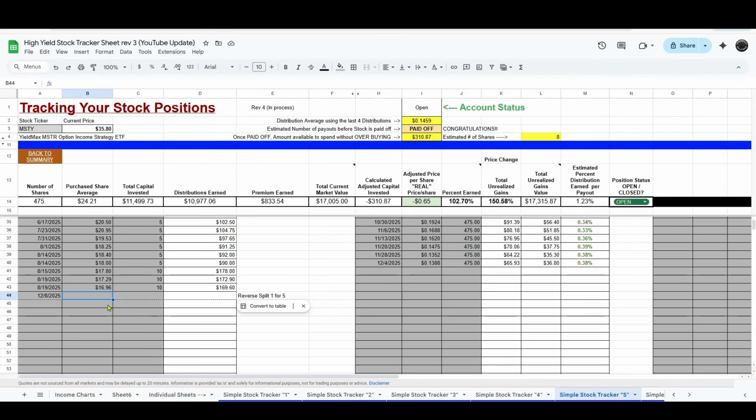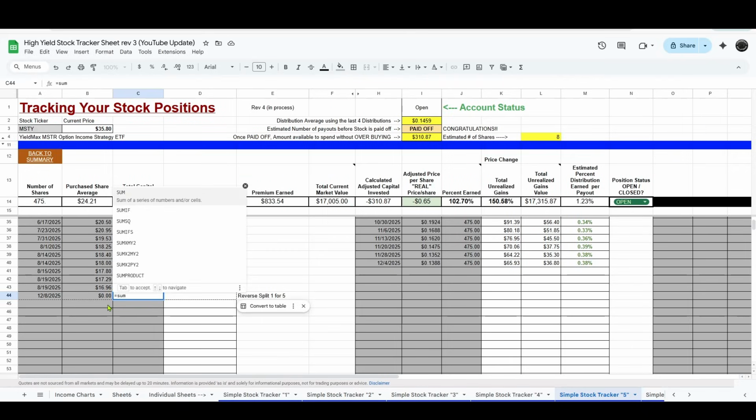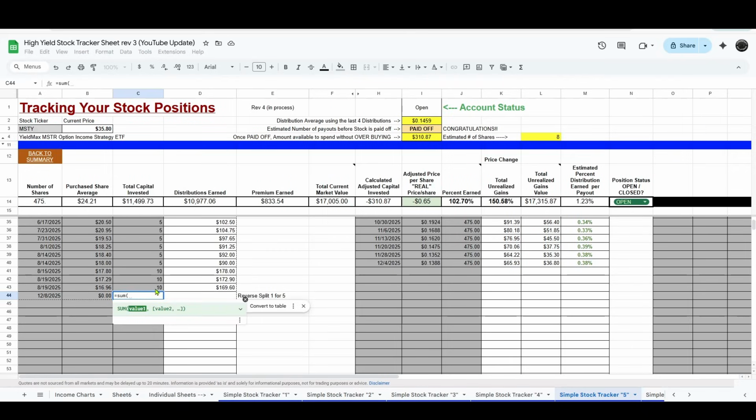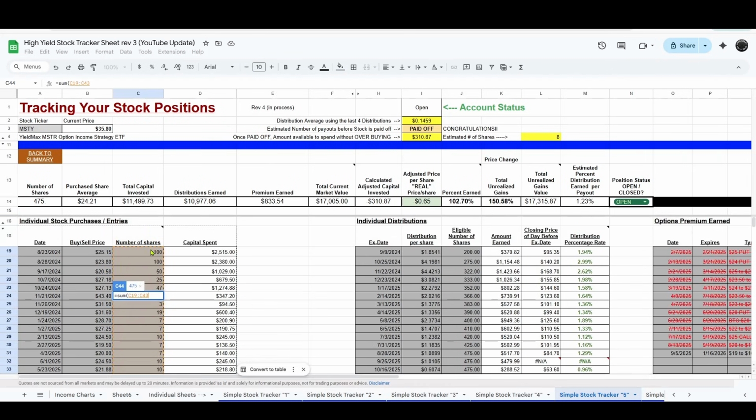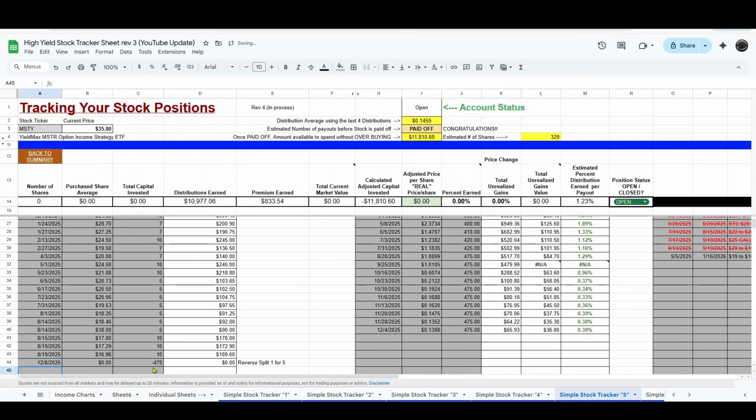So for the quick way, we can just enter in a dollar value of 0. And for the number of shares, I still like to use a formula here, and I will just do equals sum, open parentheses. I'm going to click, hold, and drag that right up, capture all of these numbers, and then close parentheses times -1. And when I hit enter on that, that subtracts out those 475 shares. So now you can see everything is zeroed out.